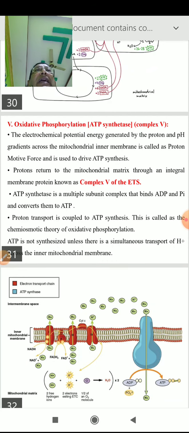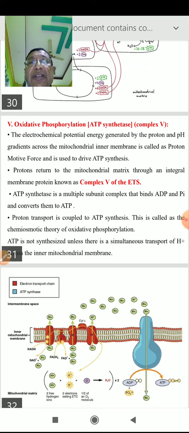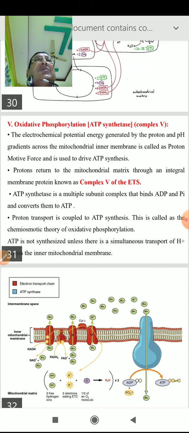What I have discussed is known as the electron transport chain. That is, electrons as well as protons are transported by the electron transport chain, and complex 1, 2, 3, 4 are responsible for the transfer of the electrons as well as the protons. Now, complex 5, which is the F0 and F1 particle, helps in the conservation of energy, popularly known as oxidative phosphorylation. Now, let me say what oxidative phosphorylation is.